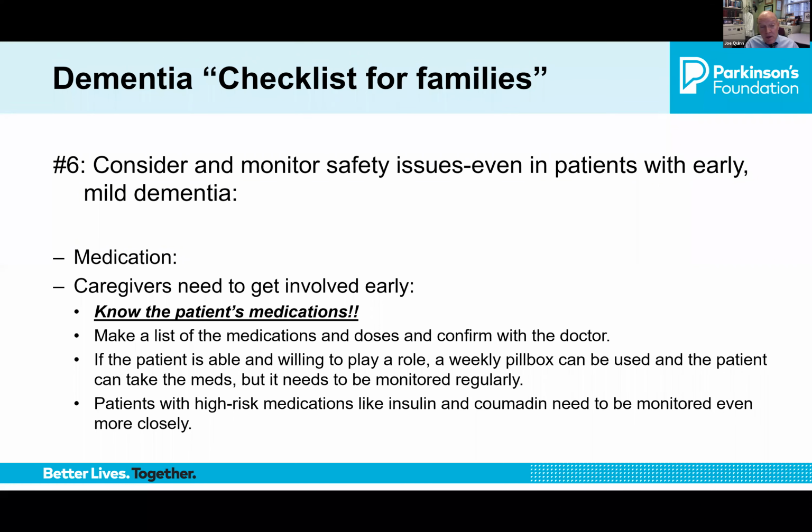You know, Parkinson's medicines, obviously, if they're taken inappropriately, can cause all kinds of problems. And then there's other high-risk medicines that a lot of these patients are on, things like insulin and Coumadin, that can really be devastating if they're taken inappropriately. So please, that is a very, very important safety item and one that I want to emphasize very, very strongly.